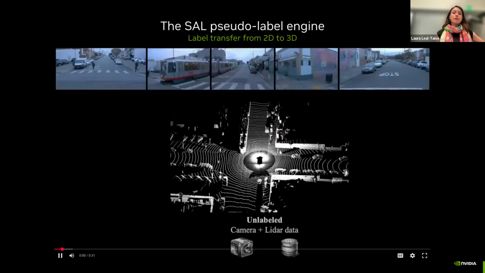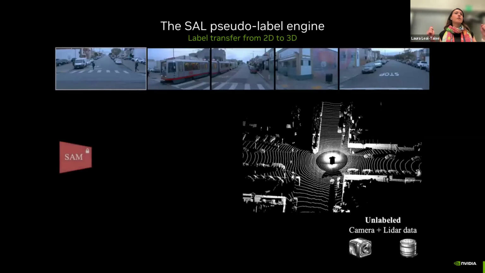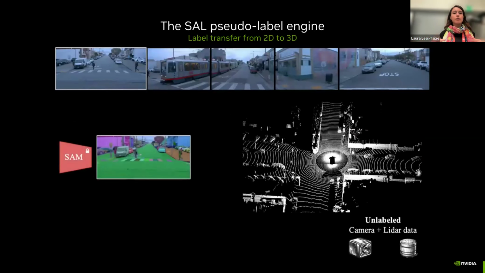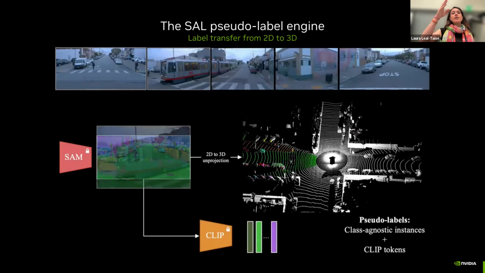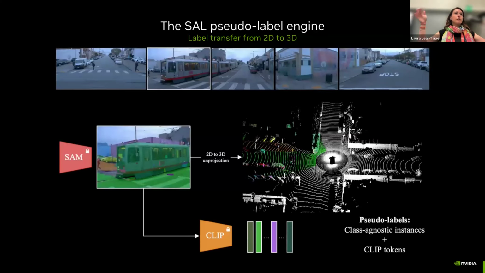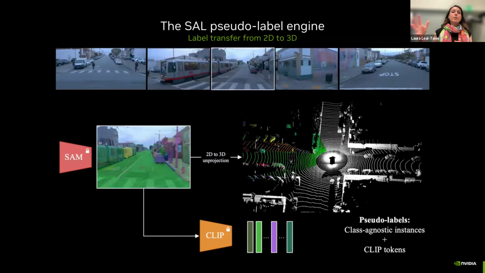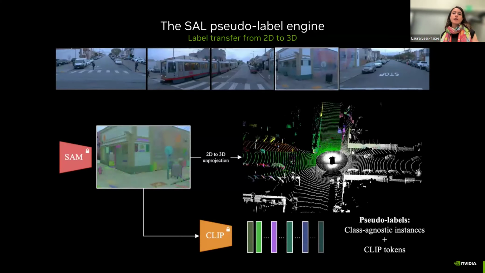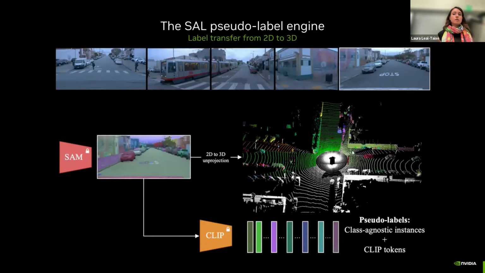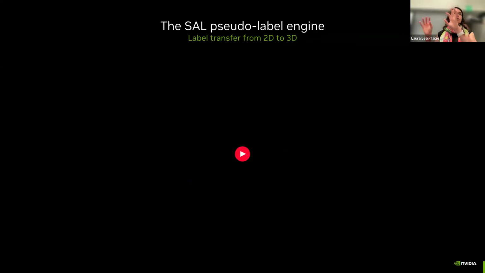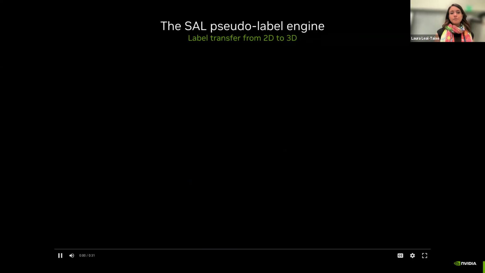So the SAL pseudo label is based on paired camera and LiDAR data, completely unlabeled, right? So these are just recorded. And what we do is we run SAM on the images, and then we do an unprojection from 2D to 3D, right? And we do this basically for all of the images of this multi-view setup. And so we have a pretty good coverage of the LiDAR scan. You see here the LiDAR scan that is being colored essentially with the SAM mask. And in parallel, we also, of course, have the CLIP features, right? So in the end, we're going to end up with this pseudo label plus the CLIP features.